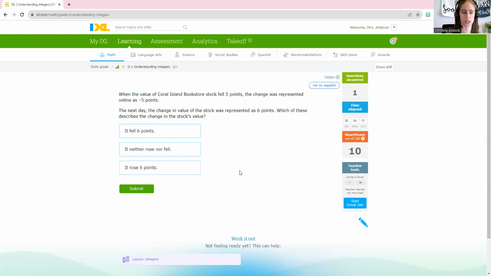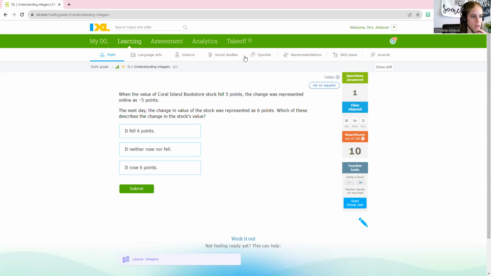Let's check this one out. When the value of Coral Island Bookstore stock fell 5 points, the change was represented online as negative 5 points. The next day, the change in the value of the stock was represented as 6 points. Which of these describes the change in the stock's value?